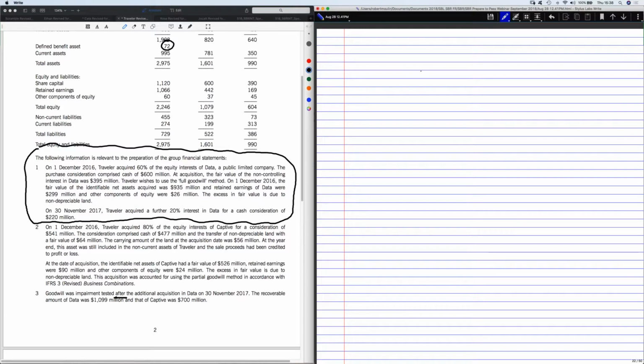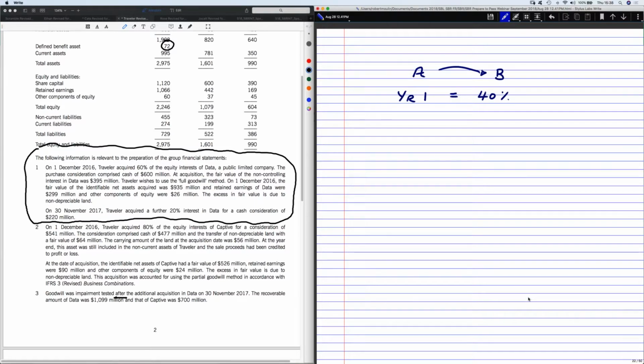And what I want to do is go back to the situation we had earlier, which is A investing in B. In year one, A acquires 40% of the equity of B.